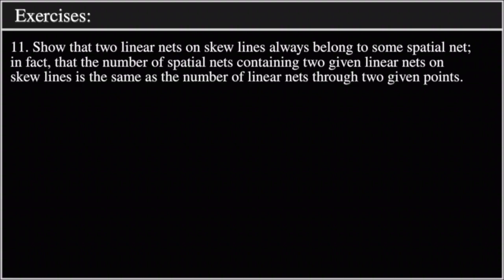11. Show that two linear nets on skew lines always belong to some spatial net. In fact, that the number of spatial nets containing two given linear nets on skew lines is the same as the number of linear nets through two given points.